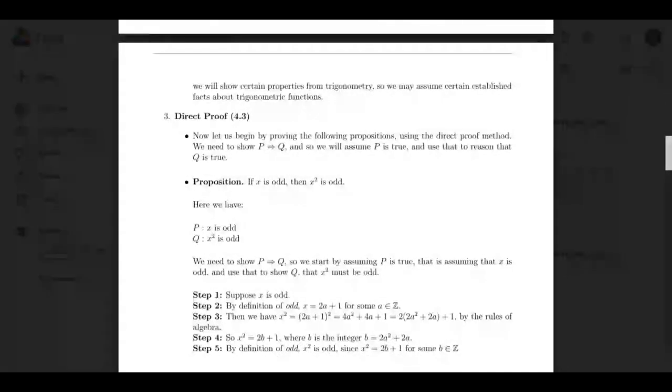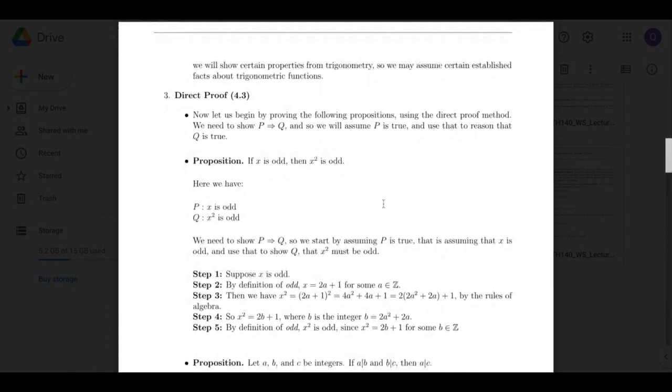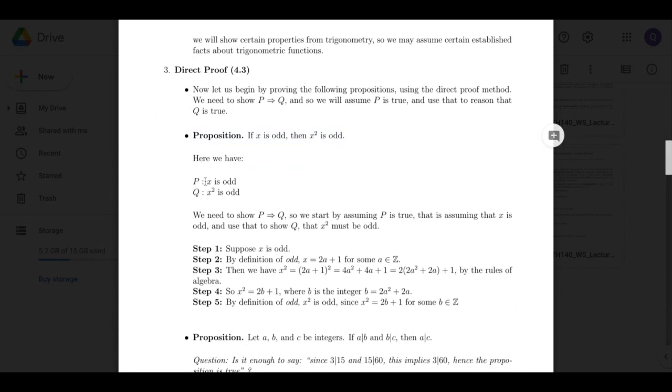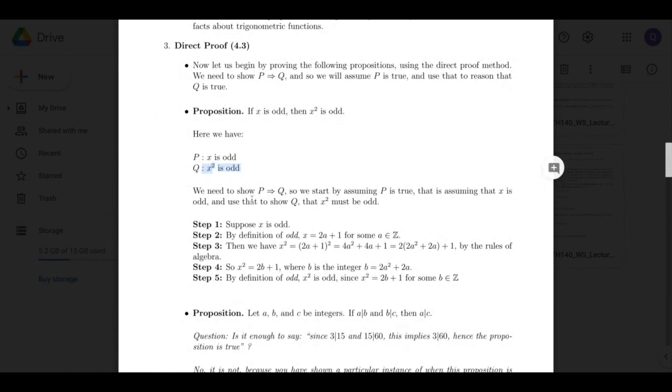All right, now we have 4 kinds of proofs. Let's talk about the first kind of proof, direct proof: if P, then Q, or P implies Q. Let's see this one. Proposition: if x is odd, then x squared is odd. So how do we prove this? P is x is odd, and Q is x squared is odd. So we want to show P implies Q.